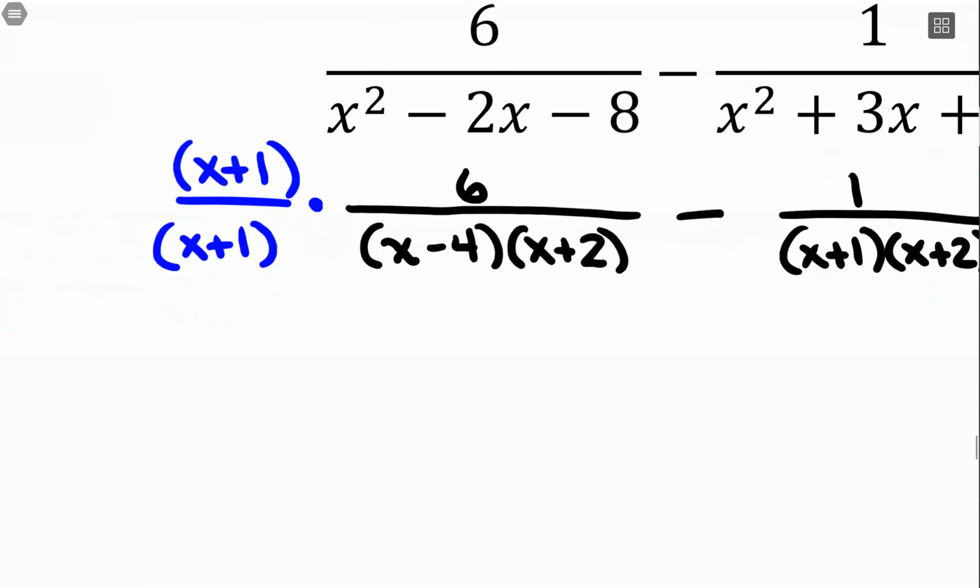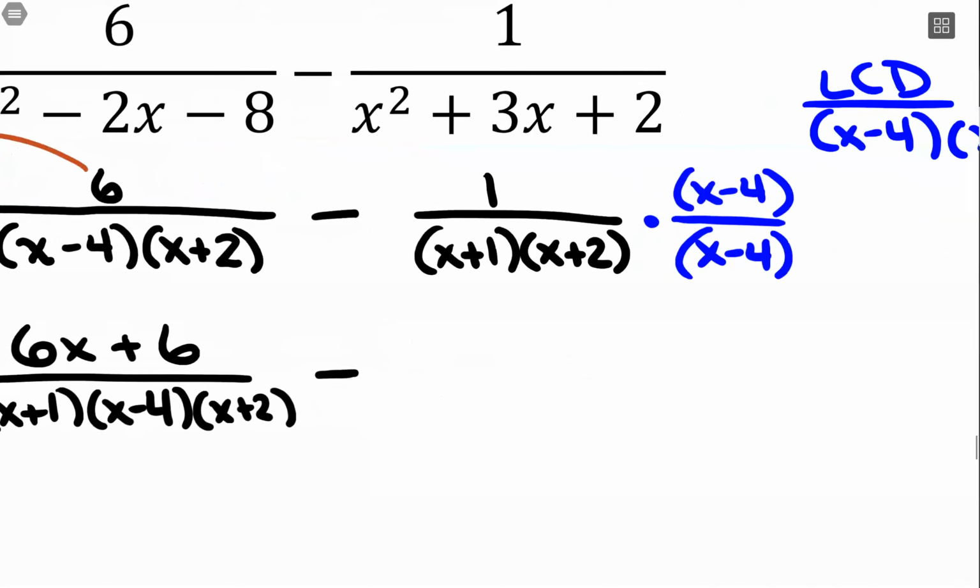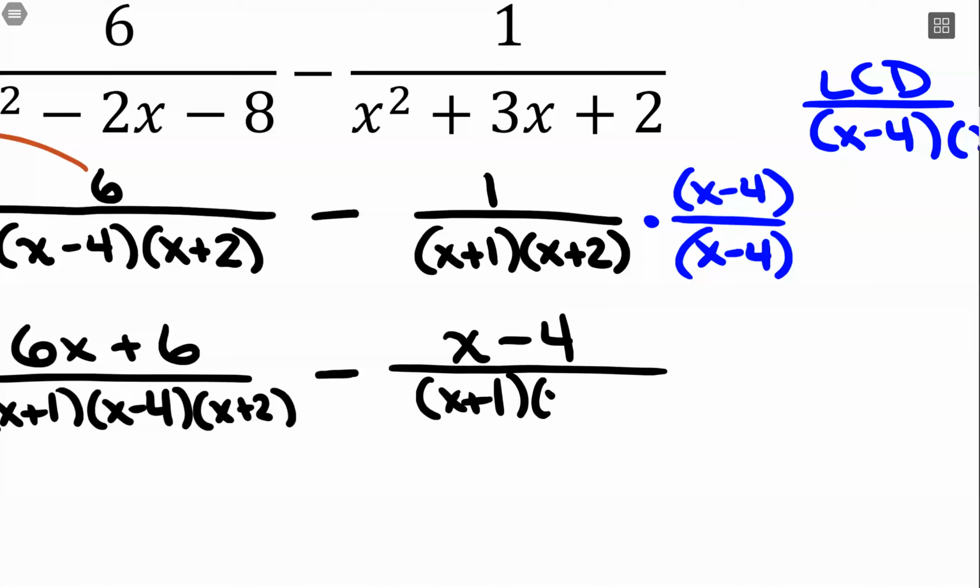All right, on the left-hand side here, that 6 will distribute in, so we'll have 6x plus 6 over this whole x plus 1 times x minus 4 times x plus 2, and then minus 1 times x minus 4, which is just x minus 4, over x plus 1 times x plus 2 times x minus 4.